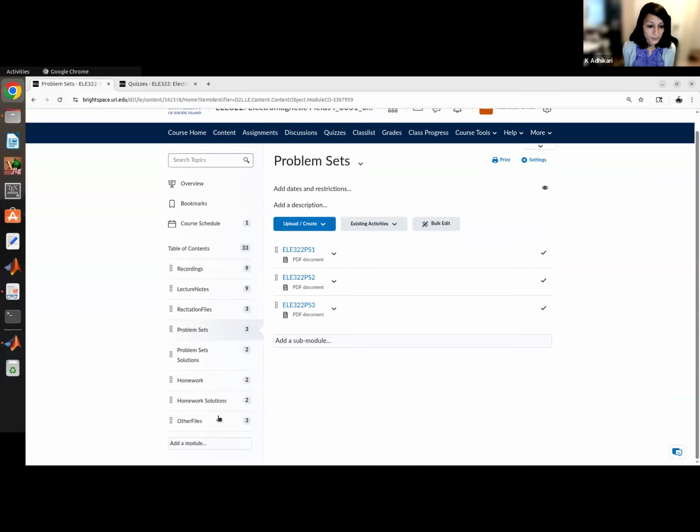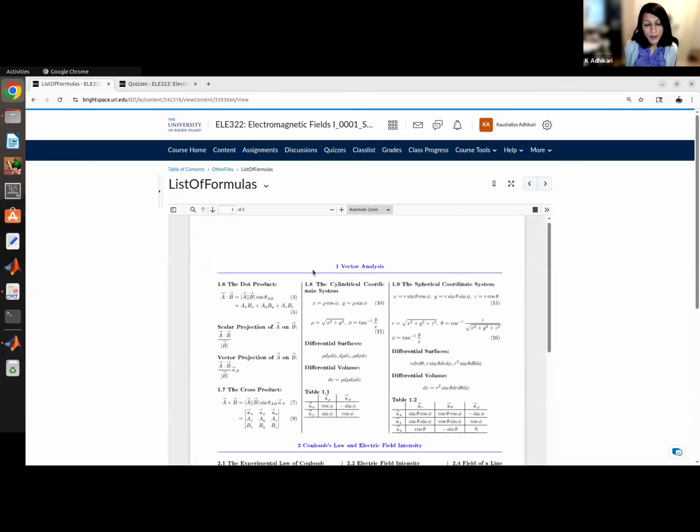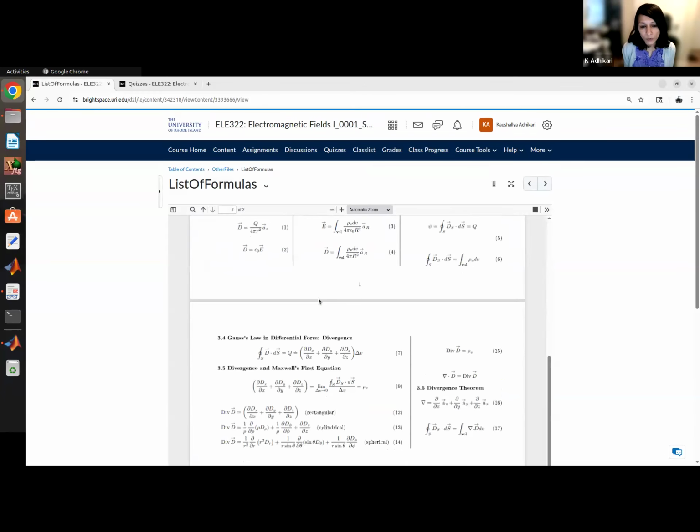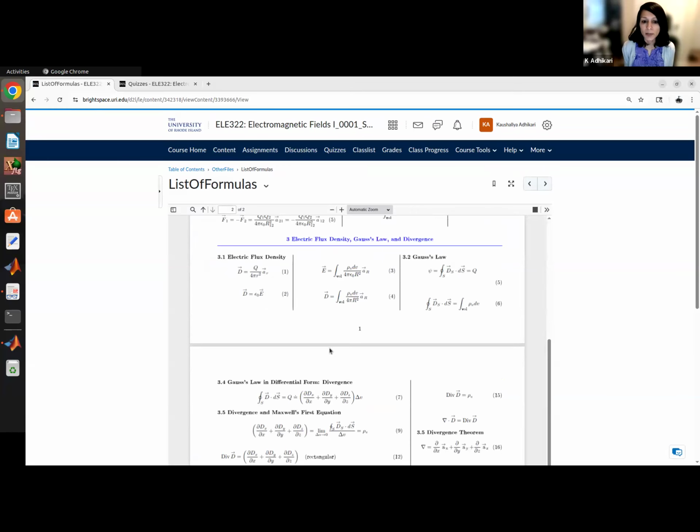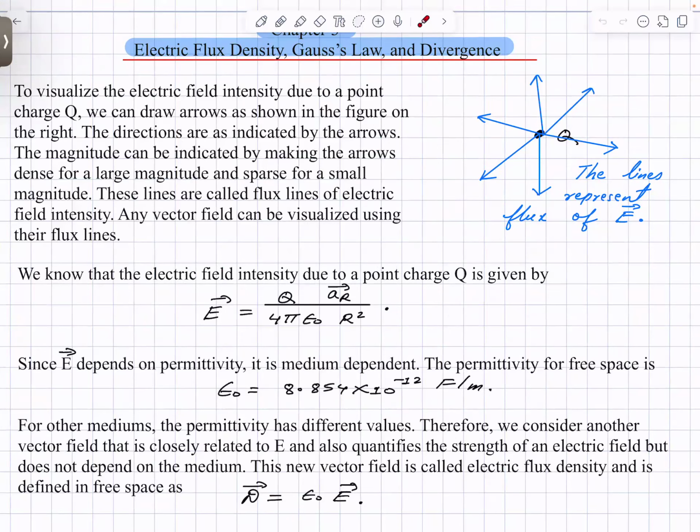Also, one more thing, in the Other Files module, you'll see the document list of formulas. Since we have now started chapter 3, I have added the formulas for chapter 3 as well. And we might use a couple of them today. This is what we were doing last time.